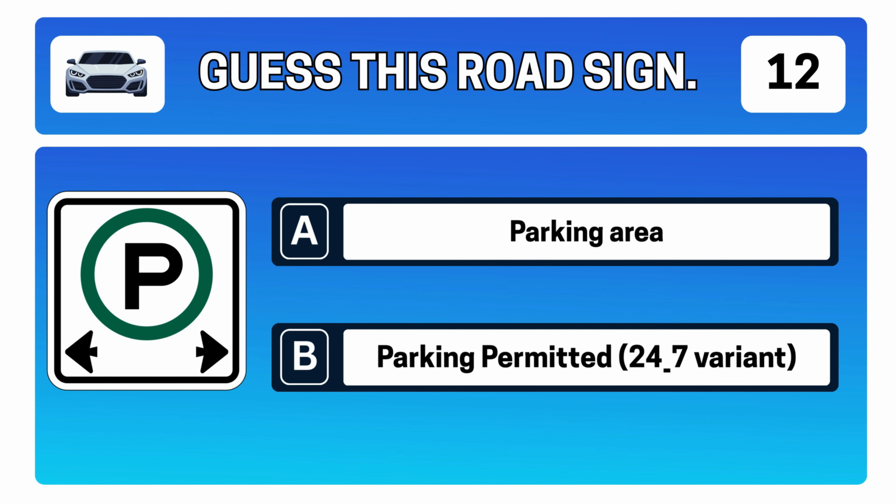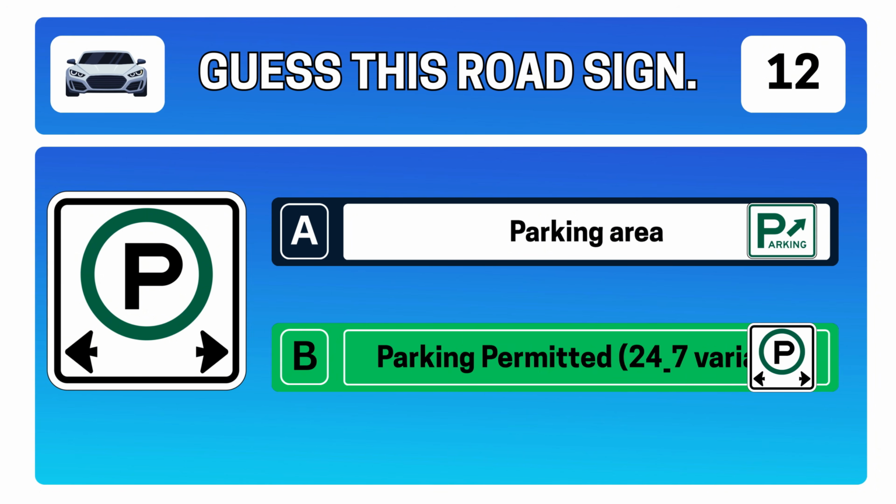Guess this road sign. A. Parking area. B. Parking permitted, 24/7 variant. Right. It is the parking permitted 24/7 variant sign.